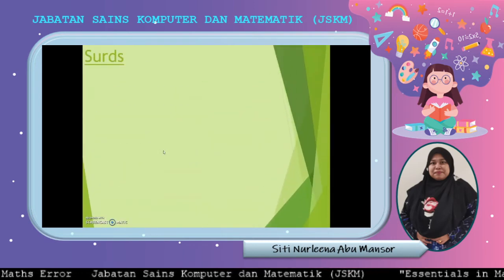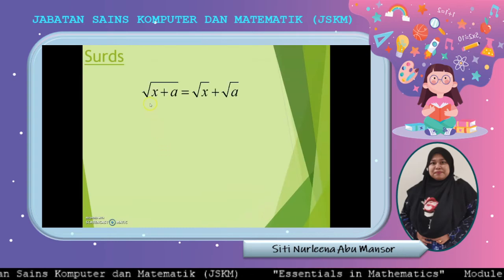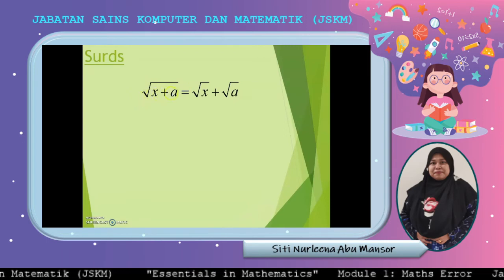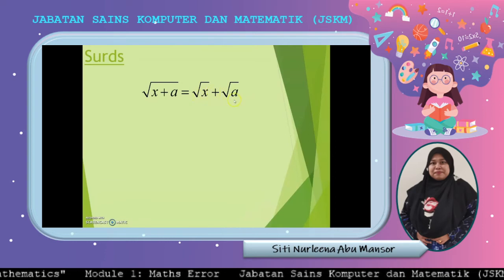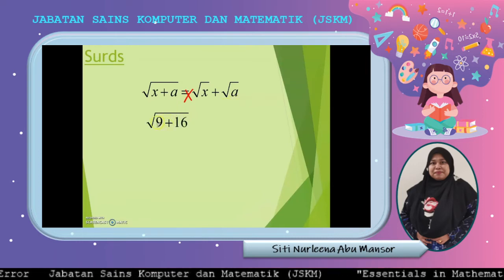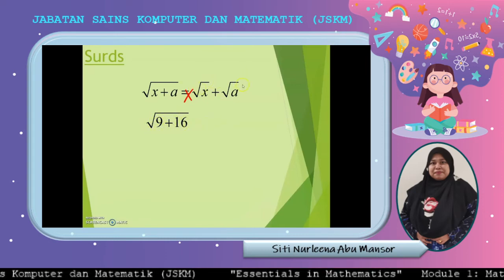Okay, surd. Surd is another name for square root. Usually we see this equation, surd of x plus a. What students usually did was they separated the equation. They put it as surd x plus surd a, which is wrong. You cannot do this. Let's say we substitute x and a with a value. We're going to see whether this method gives you the correct answer or not.